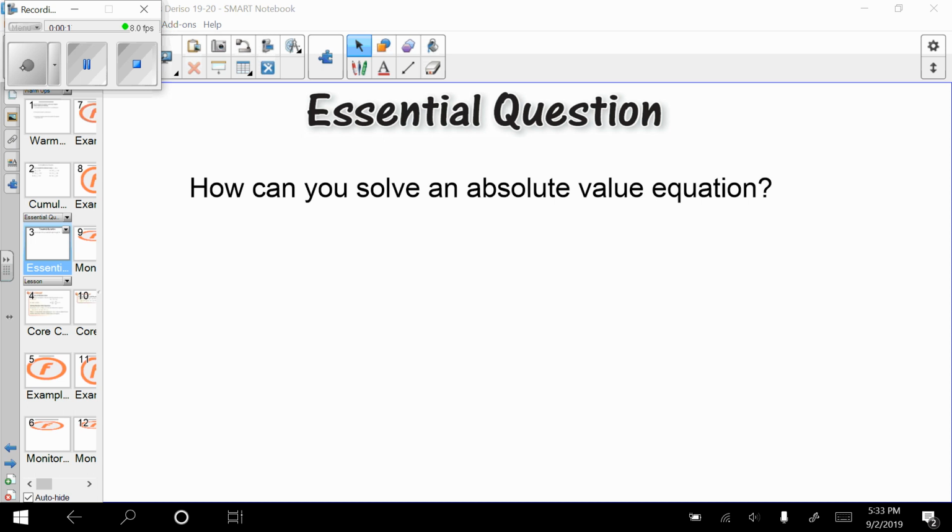Please work out the problems. Don't skip steps. I will be checking, especially when it comes to the monitoring progress problems. Please show your work. You will see the answers. I will ask you to pause the video and work them out. When you play the video again, you will see the solutions, but the work doesn't show, so you need to show the work. Today we're working on how to solve an absolute value equation.